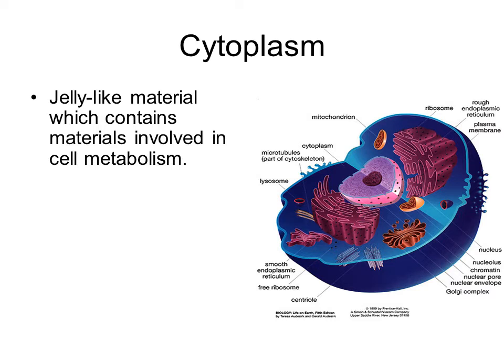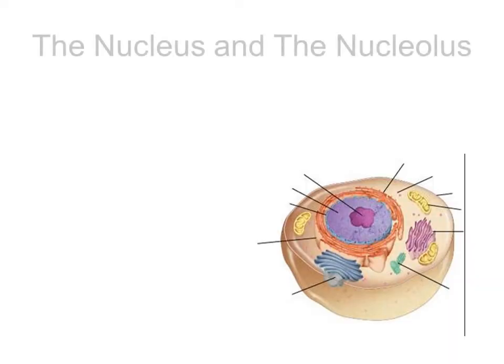So let's say you took a bowl and you filled it with Jello, and then you put a bunch of ping pong balls in there. The Jello would be then the cytoplasm. It gives the cell its shape because it creates that tension against the cell membrane.